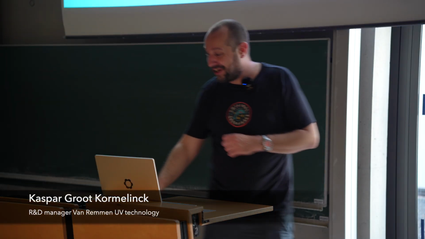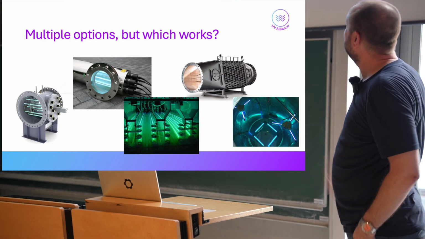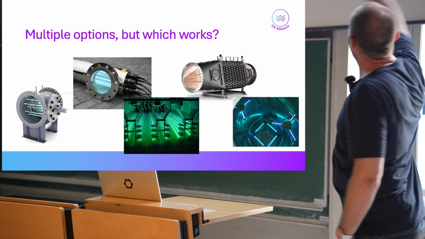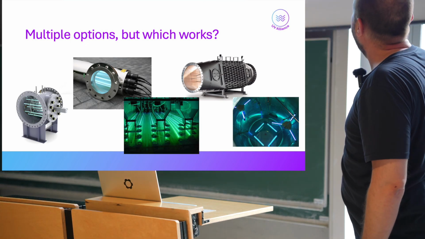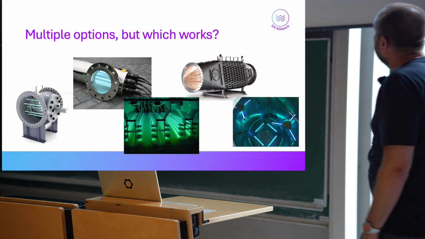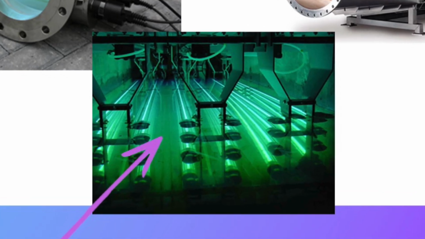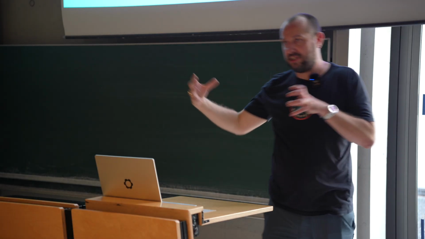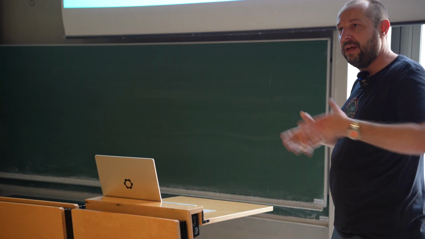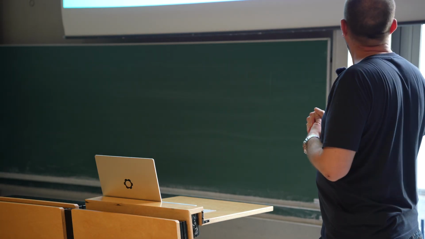So how do you design a UV system? There are a lot of different types of UV systems. This is a random selection of things you can buy in the market. Some while ago, especially in America, these systems were quite popular, which are channel systems where you just put the lamp in a concrete channel and have the water flow through it.